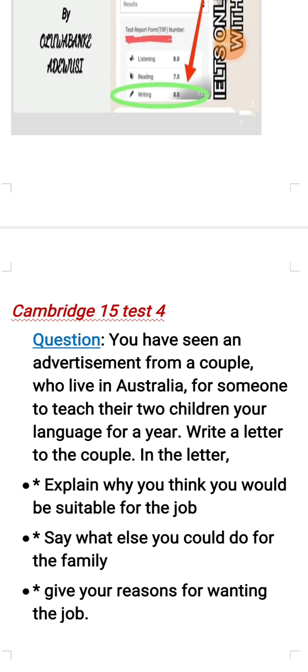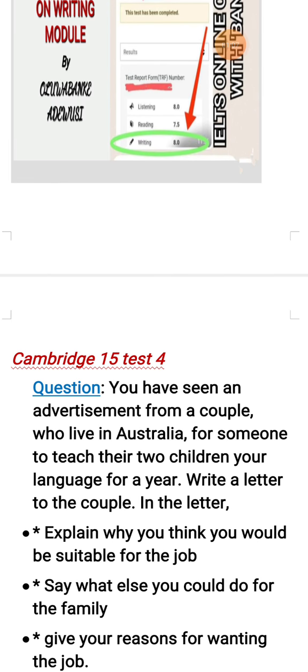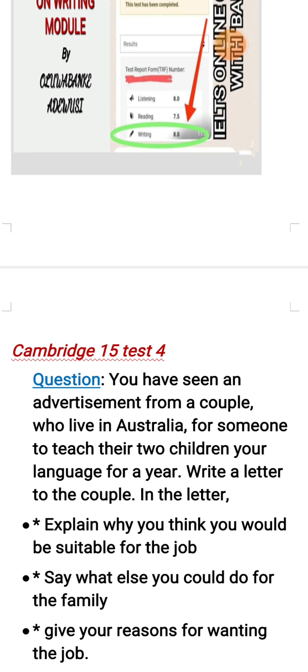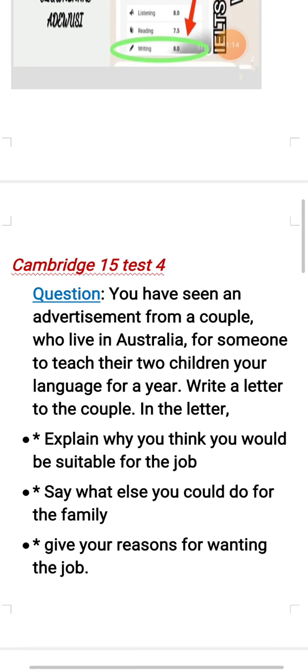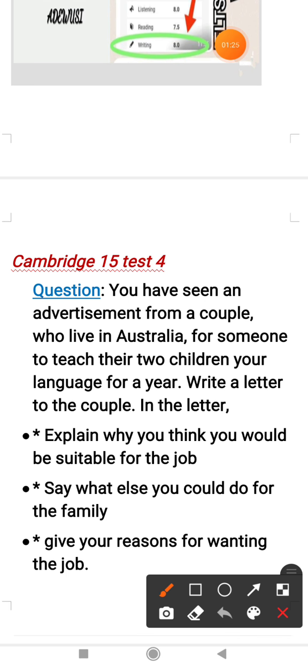Most times, students have to go back to retake the IELTS examination because they did not get their desired band score in the writing module. So this full task review series on writing module has been created so that you will learn how to write the various types of tasks correctly that earns you a band 7 plus. You can even get a band 8 in the writing module, just like this student here, right?